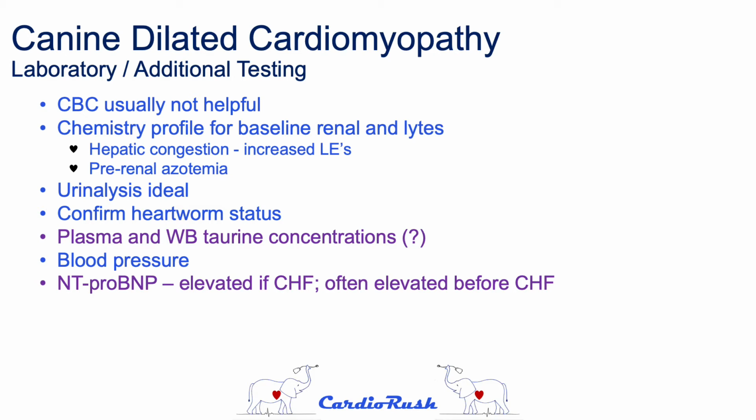Plasma and whole blood taurine concentrations may be indicated, especially in dogs that are eating an unusual diet or a high fiber diet, such as a lamb and rice diet. Blood pressure may be useful to know, since some of the medications we're going to start have a possibility to drop blood pressure. And NT-proBNP is typically elevated if there is heart failure, and BNP is often elevated in dogs with occult cardiomyopathy before the onset of heart failure as well.